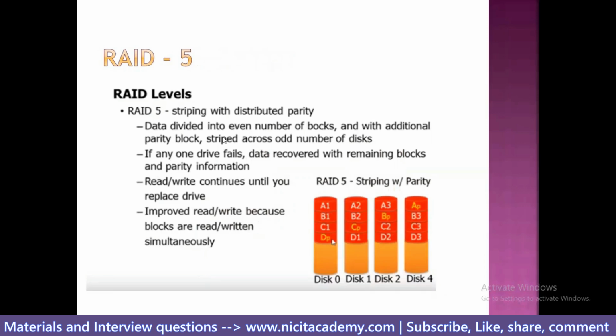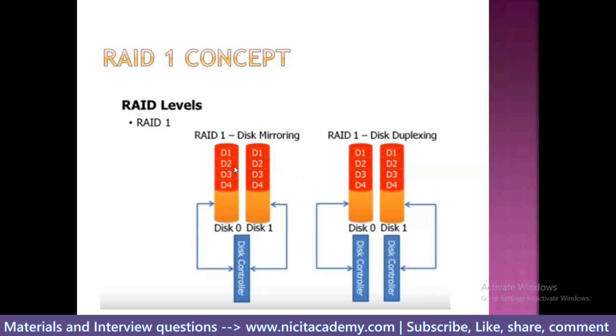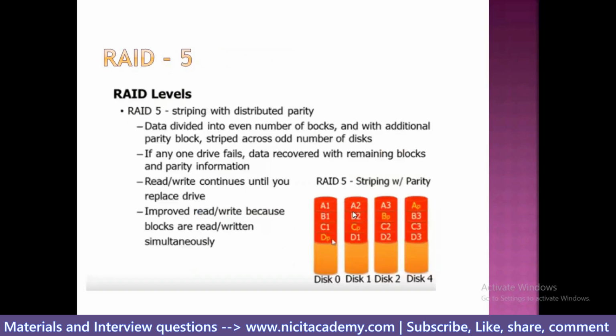RAID 5 is something like parity, striping with parity. The data is divided into blocks with an additional parity block. For example, here I have A1, B1 and C1. For A1, you will have the blocks on different disks, and here you have the parity block.